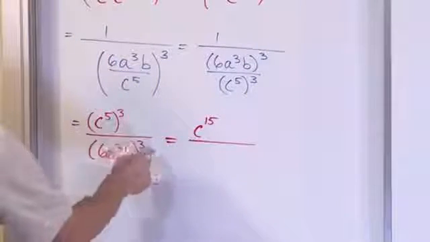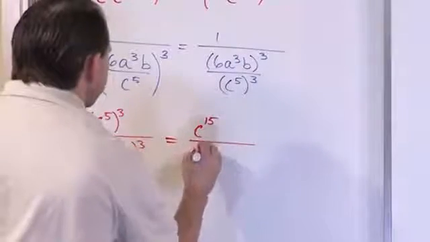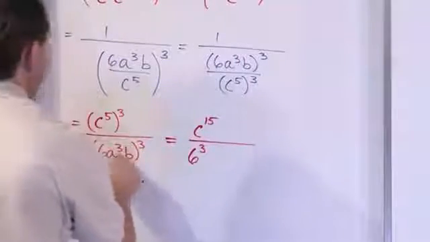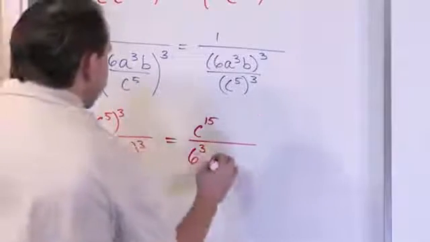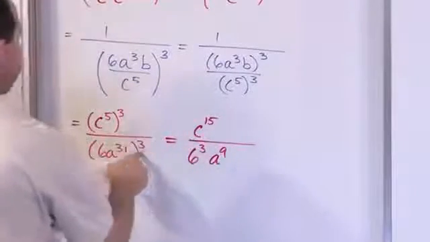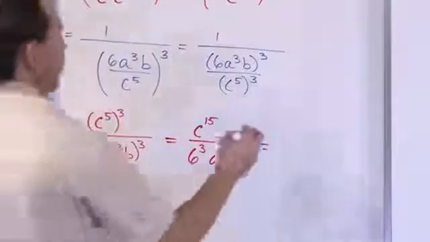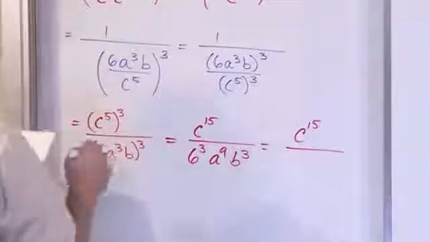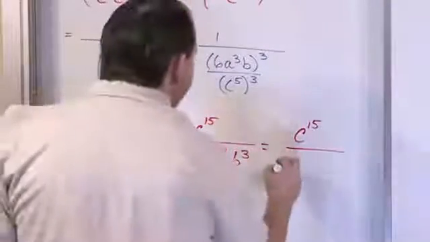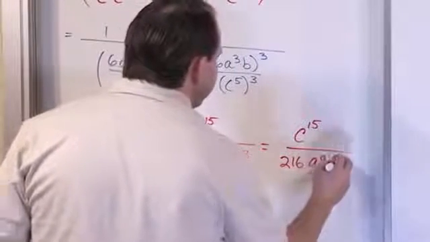Here you can distribute the 3 for an exponent everywhere else. So you have 6 to the power of 3, and then you have a to the power of 3 times 3, like that. So 3 times 3 is 9, so a to the 9th power. And here you have b to the 3rd power. All right, the only thing you can do left, you have c to the 15th on the top. 6 times 6 times 6, if you do that in a calculator, it's 216. A to the 9th, b to the 3rd.